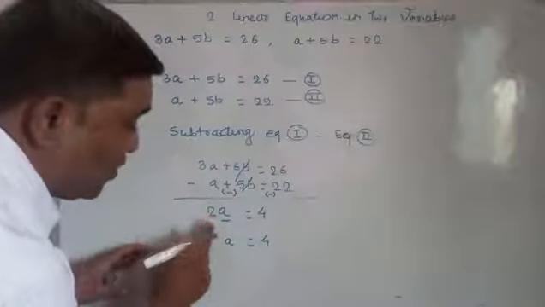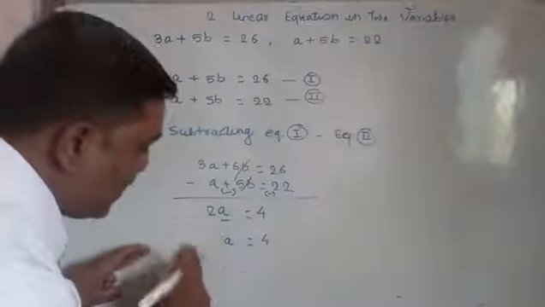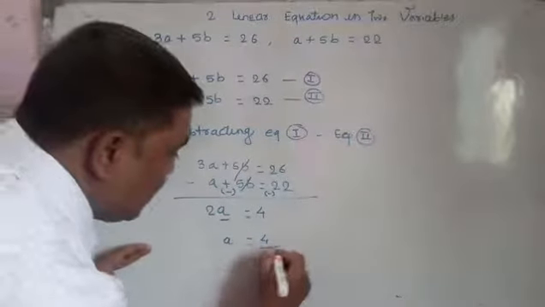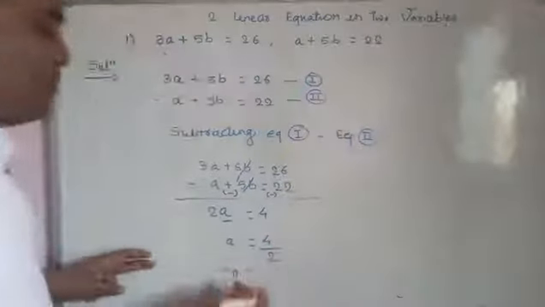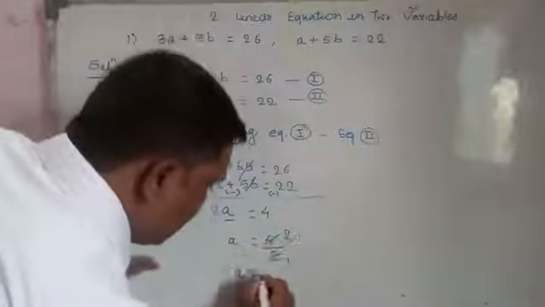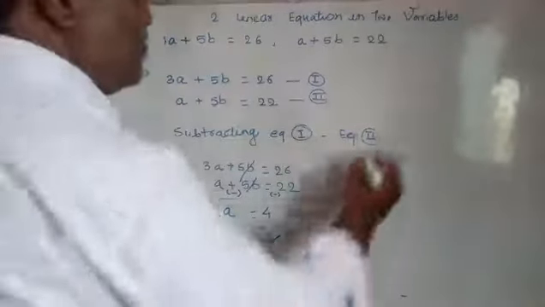What about 2? 2 is multiplied to a, 2a, that means 2 into a. So 2 is multiplied on the left side. When we change the side, it will be divided into 4. Therefore, a is equal to 4 divided by 2. 2 1s are 2, 2 2s are 4. So we got the value of a is equal to 2.